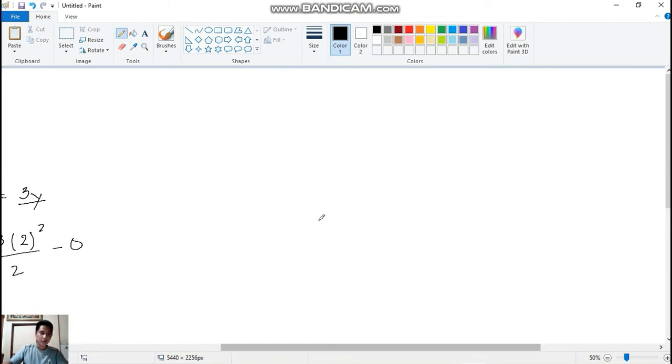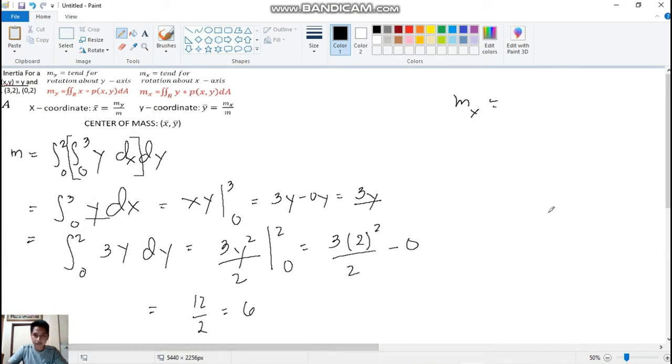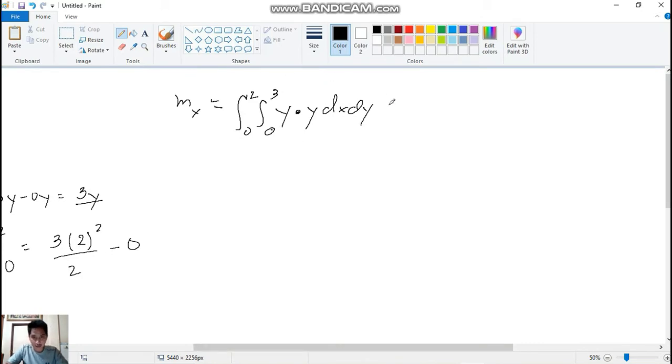Next one is, we're going to get the value of m of x. So that is equal to, our formula is this one. The double integral of y times p. What is our p? That is y. So y times y dx dy. So what are the values of x again? We have 0, 3, and the values of y are 0, 2. What is y squared? Y times y. That is simply y squared. So we can rewrite our equation into the double integral of y squared.